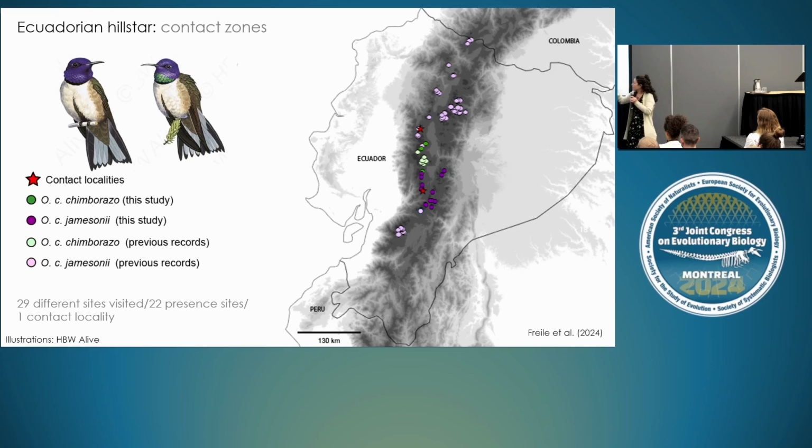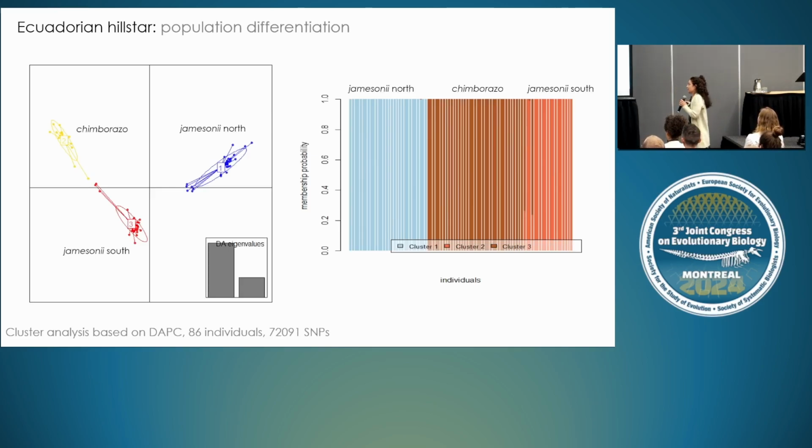And from those sites, we found one site where we could see a male of Chimborazo doing territorial displays and singing to a male of Jamesoni, which was one of the coolest days of my life. And then with those samples, we did the genetics, the genomics, and we have here the three groups again, okay? There is a little bit of closeness between the central population and the southern population.